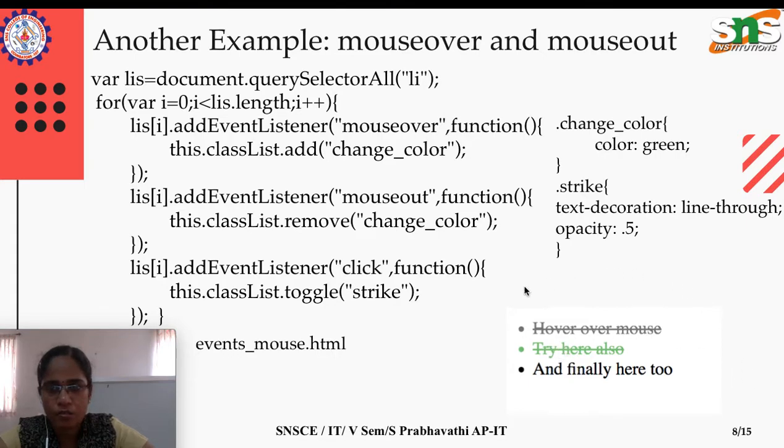Okay, so for this I have included the CSS file for changing the color and line through it when you click the list item. And the only thing is you need to design this HTML document that contains 3 unordered list items. Okay, and just practice it by including this JavaScript code.